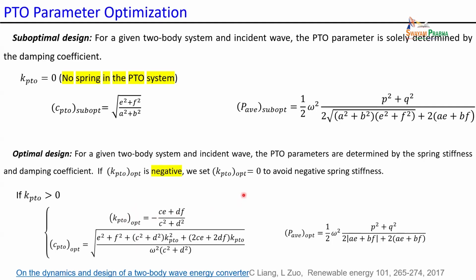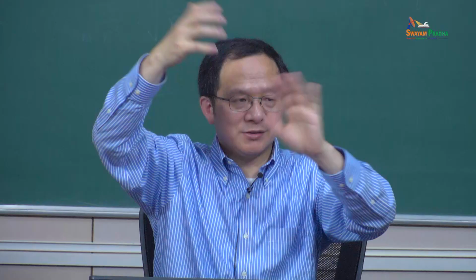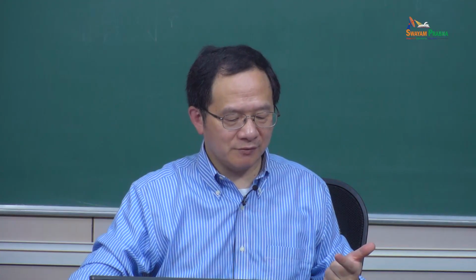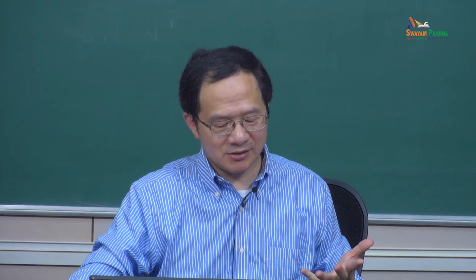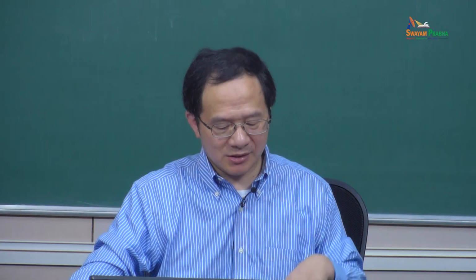So when it's negative, we can say, okay, we set it as 0. We don't want to have negative stiffness. If you have positive stiffness, you put a spring in between, it's easy, right? But if negative stiffness, you have to do active control. Let us say, when you solve that the optimal stiffness is negative, you just set it as 0. Okay.